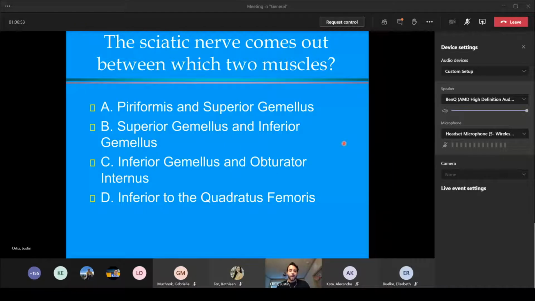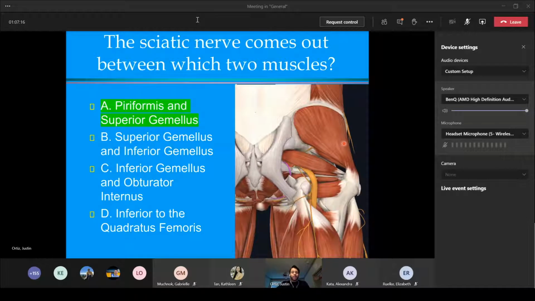This one's a little tough of a question because we didn't talk too much about the gemelli, but I'll explain why I put this question in there. Okay, so this is going to be piriformis and superior gemellus.